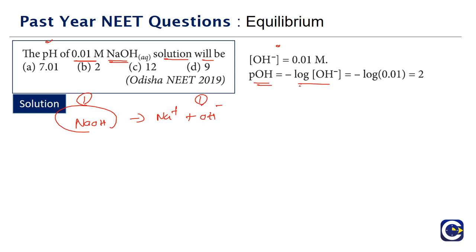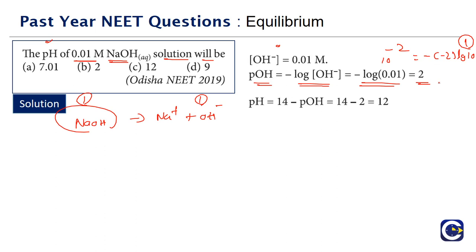If you know the OH minus ion concentration, we can find pOH. What is pOH? Minus log of OH minus ion concentration. Minus log of 0.01. We can write 0.01 as 10 power minus 2, so minus 2 will come forward. Log 10 value is 1. Minus of minus 2 will be 2. So the pOH value is 2. If pOH value is 2, the value of pH is going to be 12.